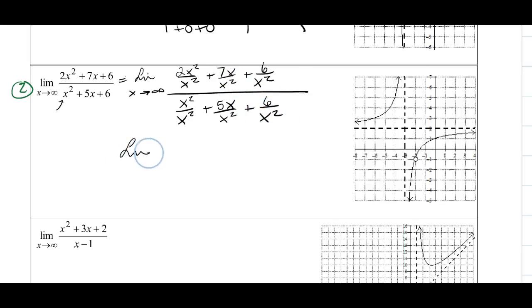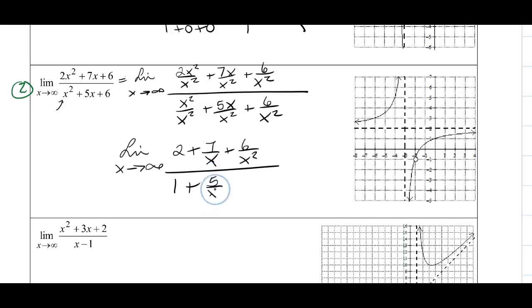Now I can reduce, and this reduces to 2. That reduces to 7 over x. This doesn't reduce, it stays at 6 over x squared. This one reduces to 1. This reduces to 5 over x. And this reduces to 6 over x squared. Once I've reduced, I can take my limit as x approaches infinity. And we said the limit of any constant over x as x approaches infinity is 0.